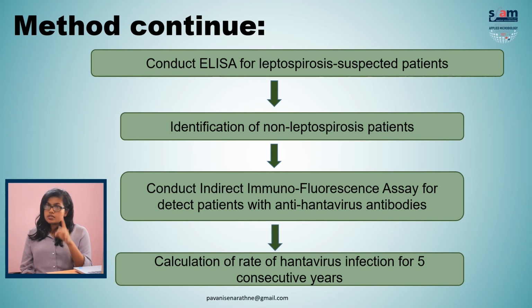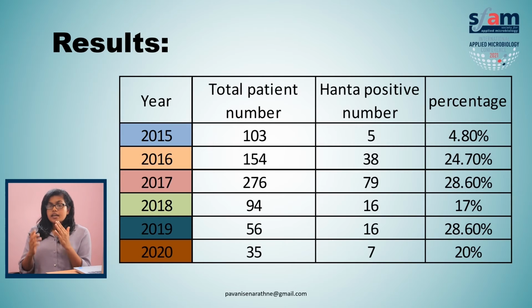So when we move on to the results section, you can see that apart from 2015, all other years had an infection rate of more than 20%. If we take the mean value, the rate of infection is nearly 20.8% for these years. And in 2020, the total patient number is very low because of COVID-19.